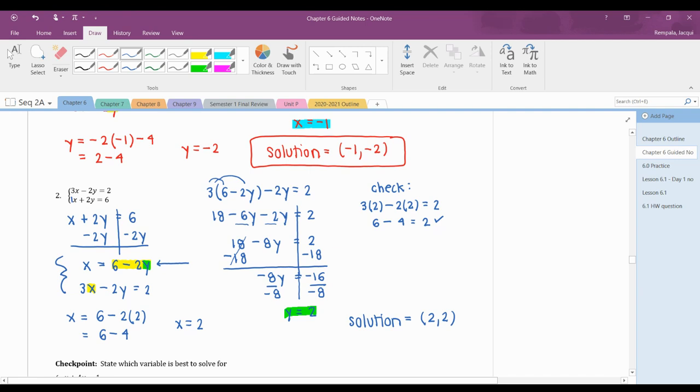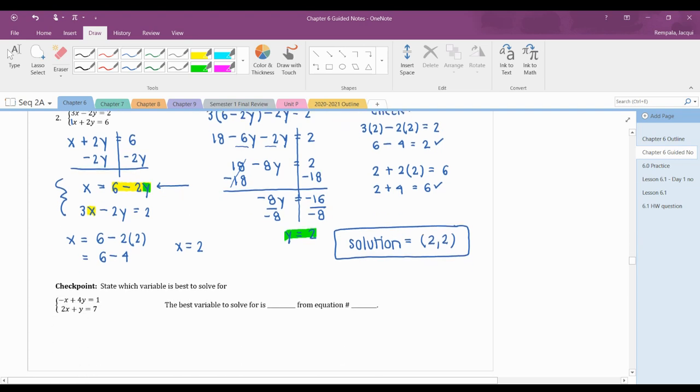Now I'm going to that bottom equation. I've got x is 2 plus 2 times y, which is also 2, and I want to make sure that that really equals 6. Well, 2 times 2 is 4, 2 plus 4 is 6. That one checks out as well. So since both of them are true statements, we know that we solved that system correctly. Our solution is 2, 2.